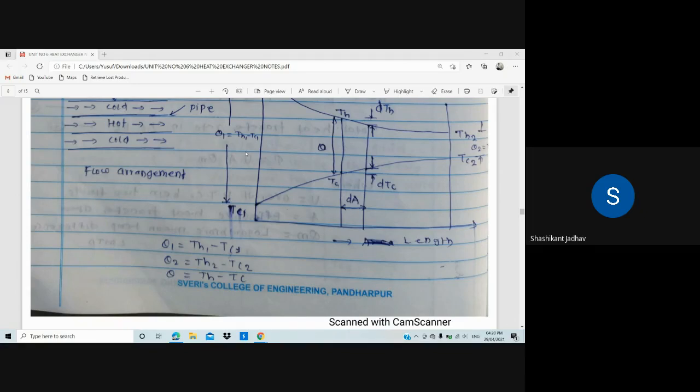We have considered a small elemental area, and for that small elemental area, what will the temperature of the hot fluid be? It will be TH, and the cold fluid temperature will be TC, and that temperature difference is nothing but theta. So all of you write down: theta is equal to TH minus TC.